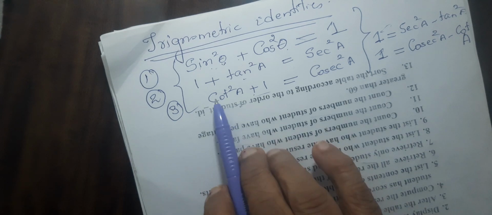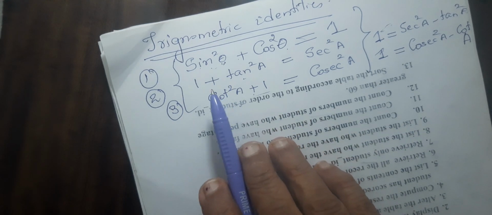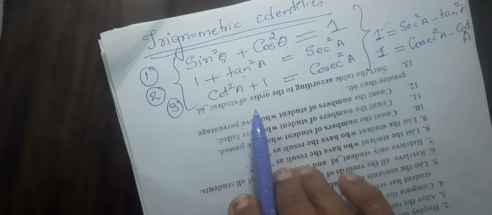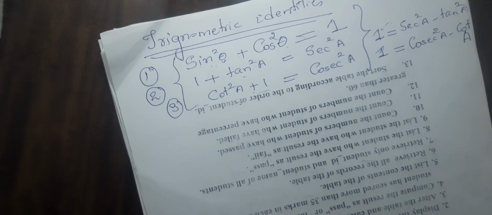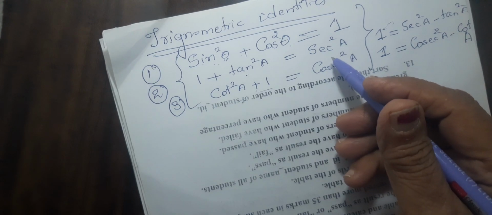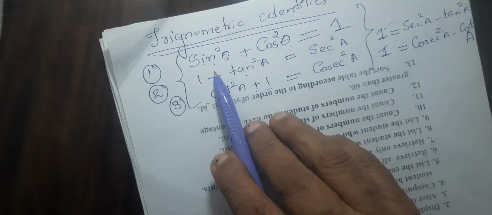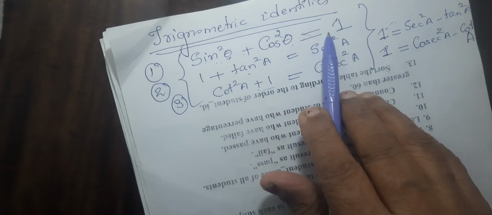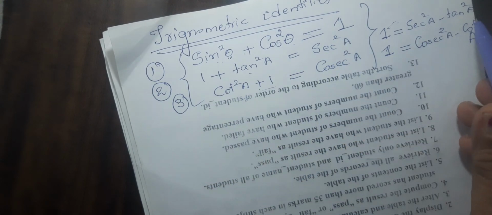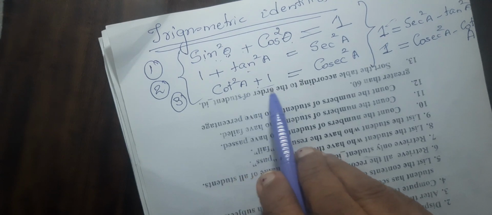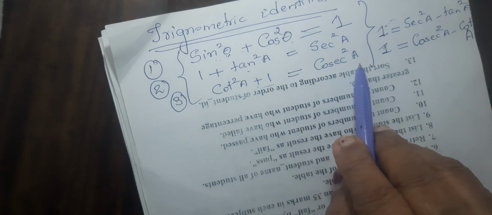That's all. So learn these three identities by heart very well. Anytime when it is asked by your madam or anybody, even in your exam further onwards, you should know this. Sin squared theta plus cos squared theta is equal to 1. 1 plus tan squared A is equal to sec squared A. Cot squared A plus 1 is equal to cosec squared A.